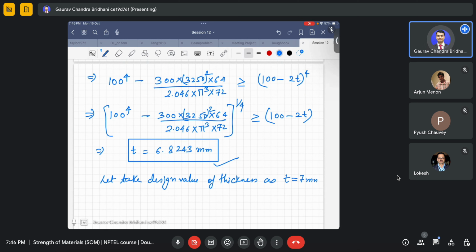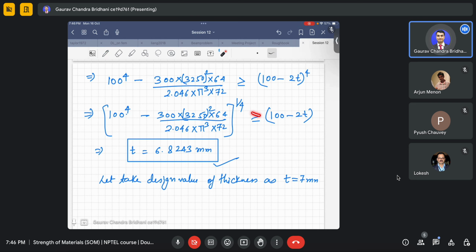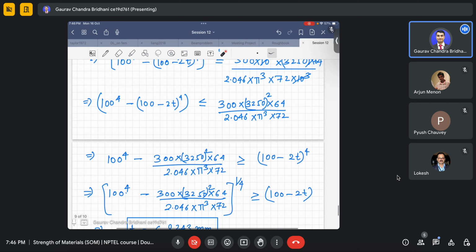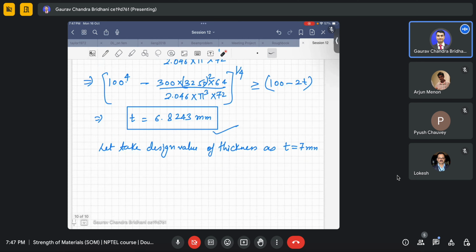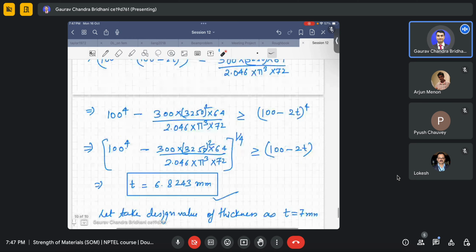Because there is a sign here, you can see a greater than or equal to sign. There was a less than or equal to sign here, but I had to take this negative quantity on this side, so I had to multiply both sides with a negative sign. When I multiply both sides with a negative sign, obviously the sign changes. So I am taking thickness more than that. What happens to our I?